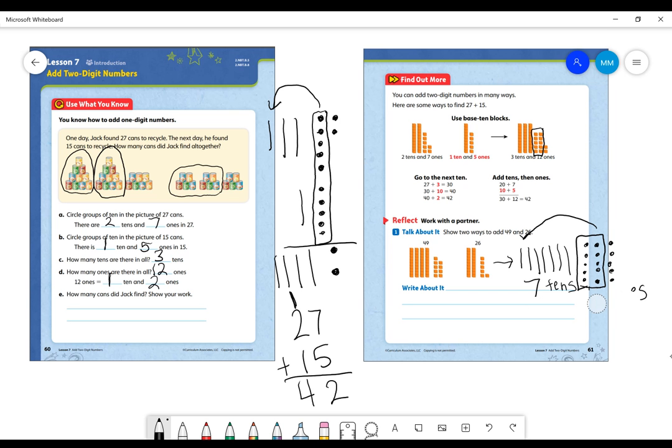And how many ones are left over? How many did I not circle? And I have 5 ones. So 7 tens and 5 ones is what number? 10, 20, 30, 40, 50, 60, 75. So 75. That's one way to show it.